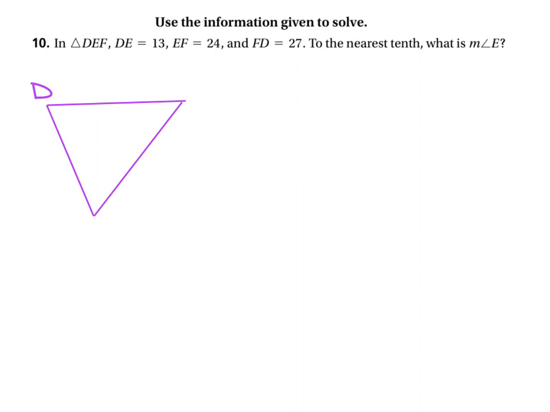We're going to say if the triangle is DEF, and any of the three vertices can be D and E and F, then DE is 13, EF is 24, FD is 27, and what we're looking for is the measure of angle E.